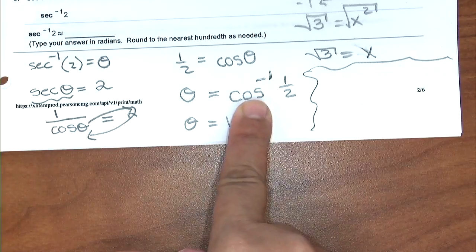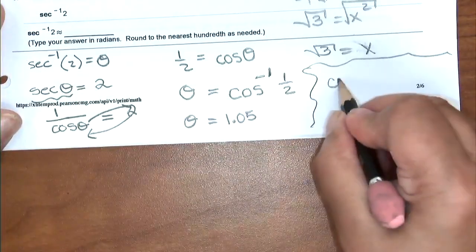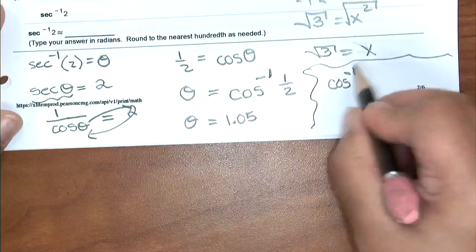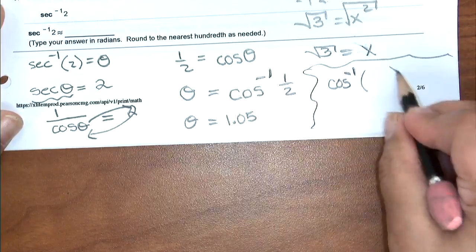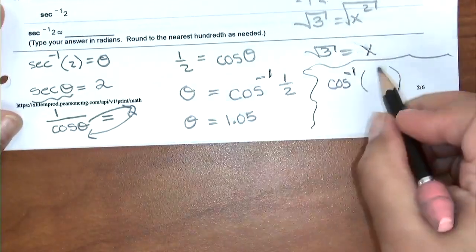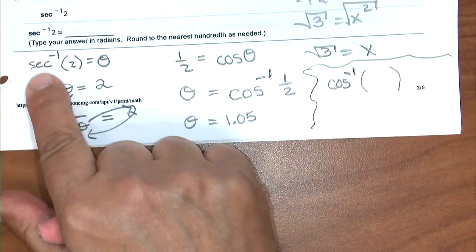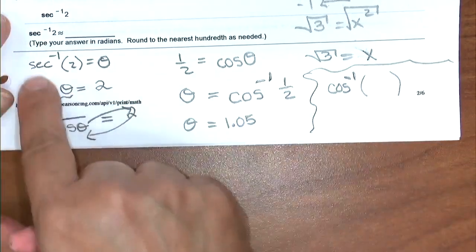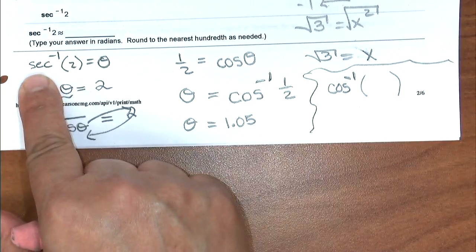Secant is related to cosine, right? So whatever the reciprocal cousin is of that, rewrite it using that. It'll still be an inverse. Let me try to explain this the right way. That's why I use this one, because this is the reciprocal cousin to that, but I kept it in inverse form.